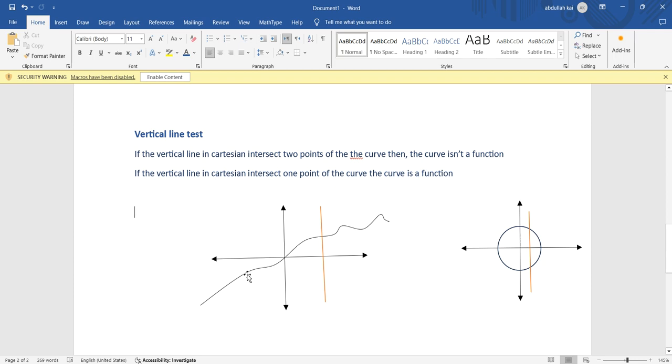Let's see this function, or this curve. If I use the vertical line test, it is gonna intersect 1 point of the function. So this is a single function, a single curve, a single function.